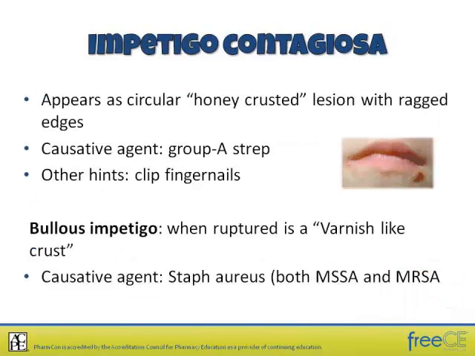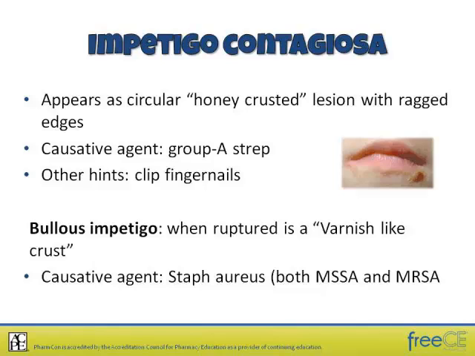Summertime brings Impetigo contagiosa, and a lot of kids wearing their shorts will see these Impetigo lesions on their body. Impetigo is really easy to diagnose. It develops rather quickly. It appears as a circular, honey-crusted lesion with ragged edges. I always just look at the border between the healthy skin and the lesion, and if it's real ragged, like white and ragged, that's going to indicate to me that it's probably Impetigo contagiosa.